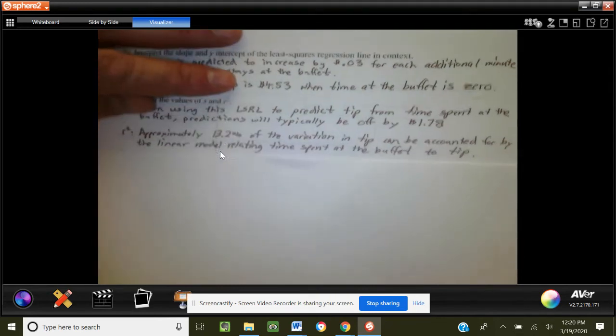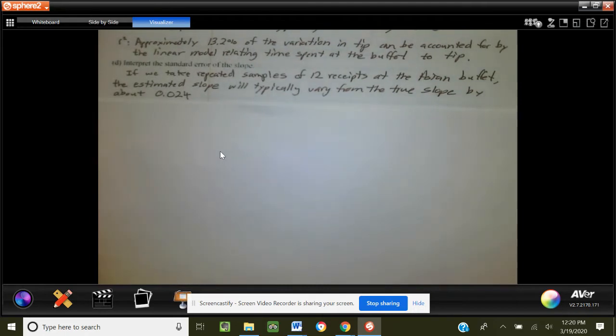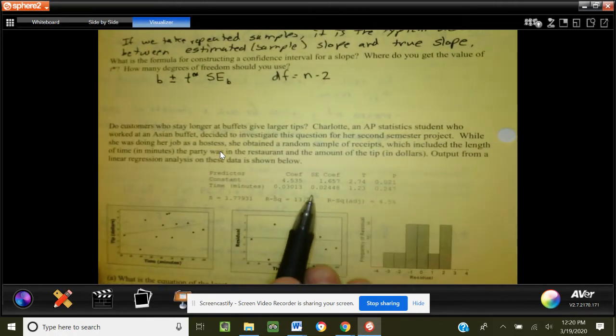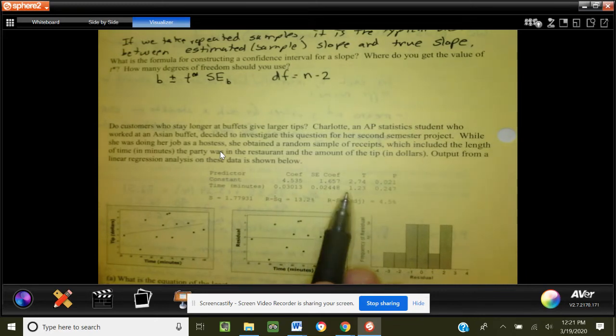All right. So moving forward a little bit. For interpreting the standard error of the slope, we did a little template of that a minute ago. If we take repeated samples, our sample size here was 12. So with 12 receipts of the Asian buffet, the estimated or sample slope will typically vary from the true slope by about, and then whatever that value is. Now in this case, if you go to the computer output, which I have right here, 0.024 is the standard error of the slope. It's right next to the slope itself, just to the right of it. So there's where we got that 0.024 number.